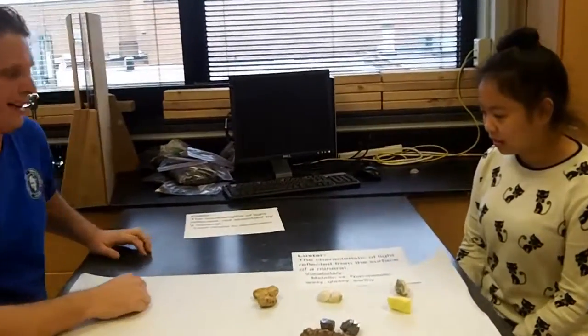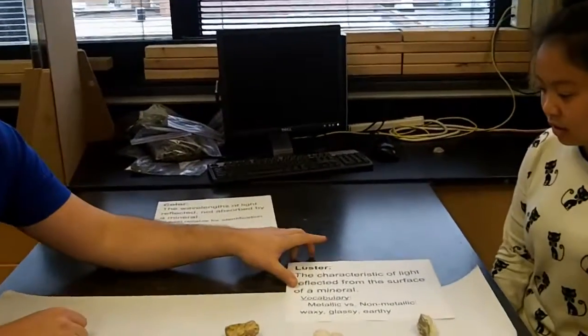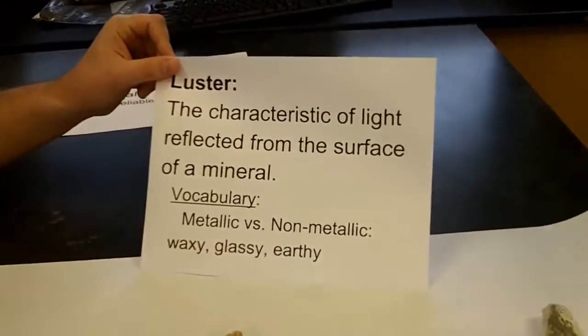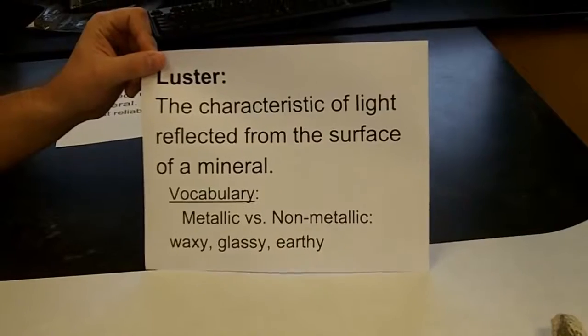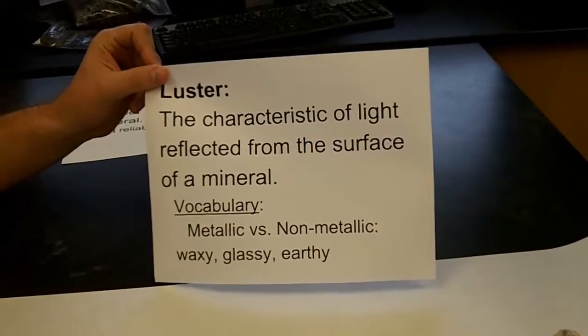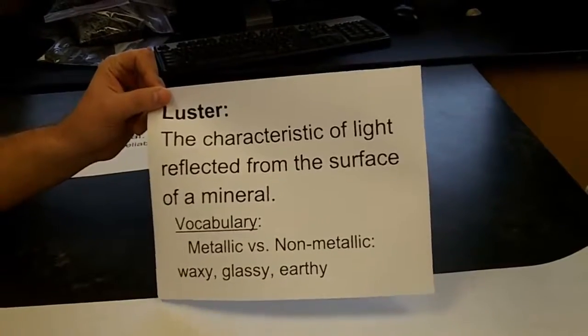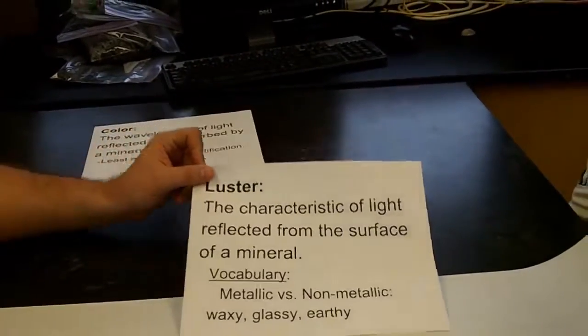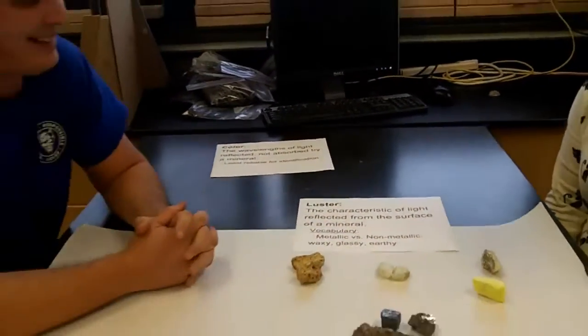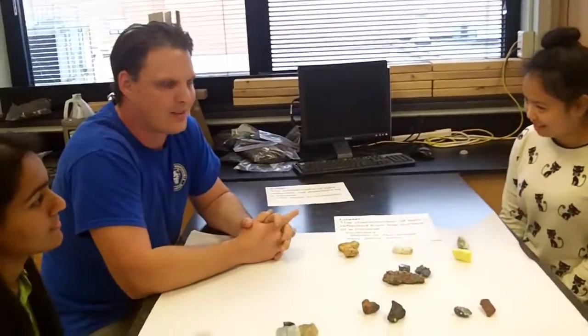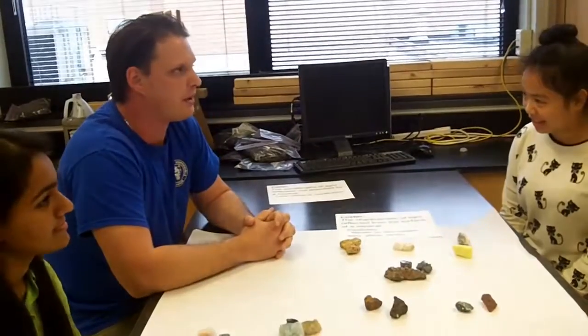This next one here is luster, and I'm going to read the definition first, and then we'll talk about it. The characteristic of light reflected from the surface of a mineral. The characteristic of light reflected. All right, so what do we think about that? Characteristic of light. Characteristic. So how can, let's put it this way.